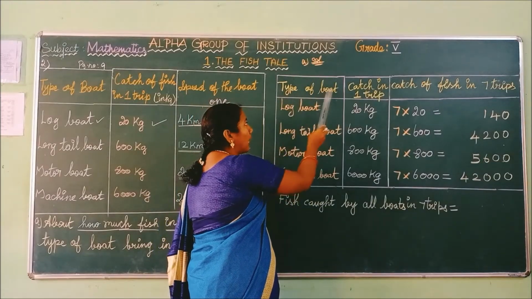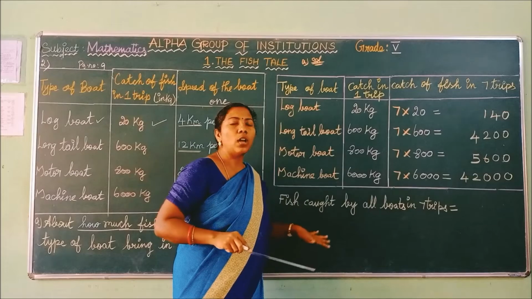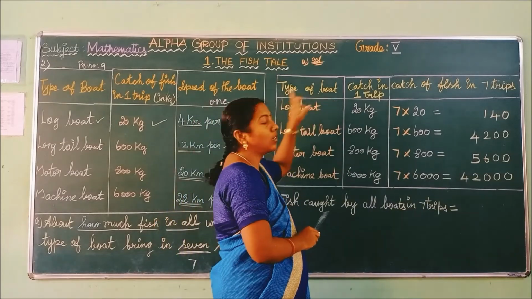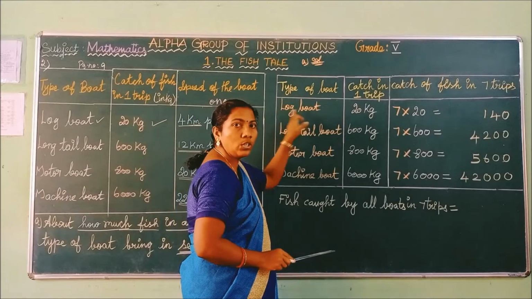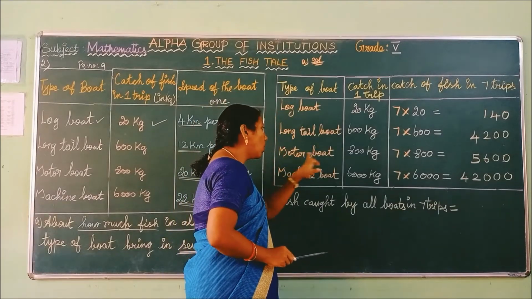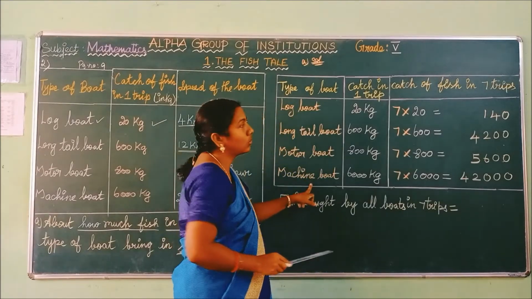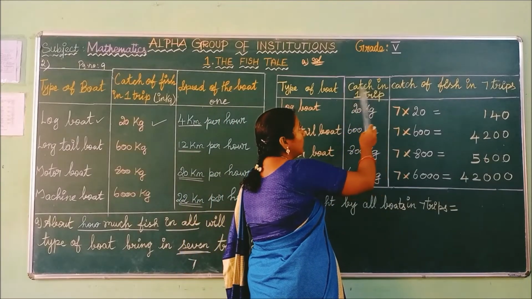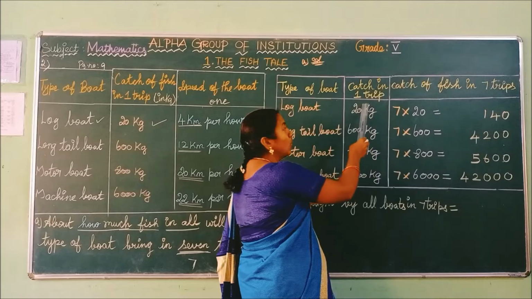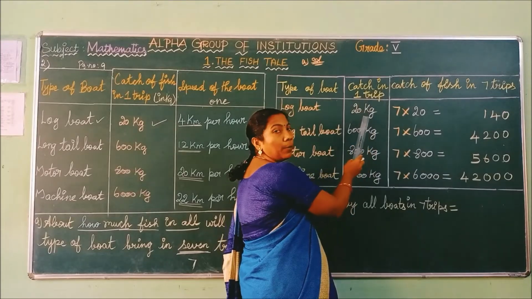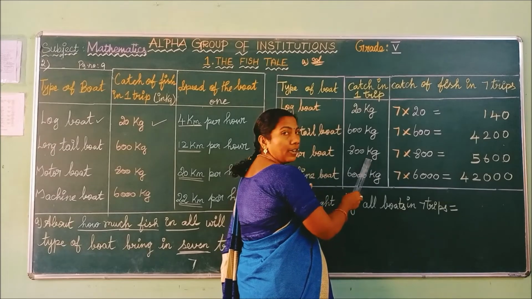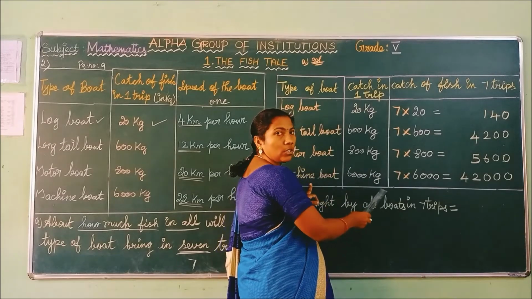Here you have to write type of boat. In the solution part also you have to draw this column. What are the types of boat? Log boat, long tail boat, motor boat, machine boat. This is the catch of fish in one trip. So here I will write it shortly, catch in one trip. What is the catch of fish in one trip? Log boat 20 kg, long tail boat 600 kg, motor boat 800 kg, machine boat 6000 kg.